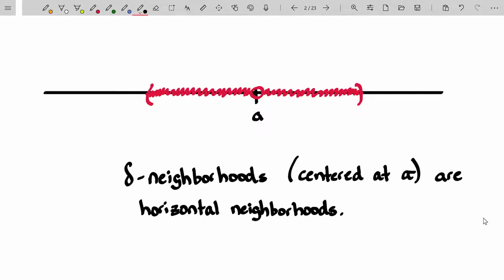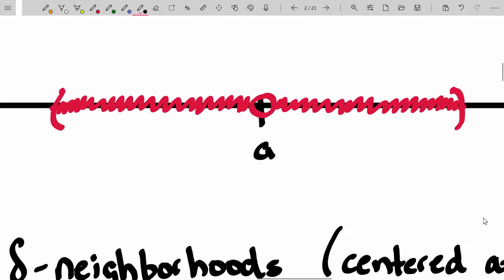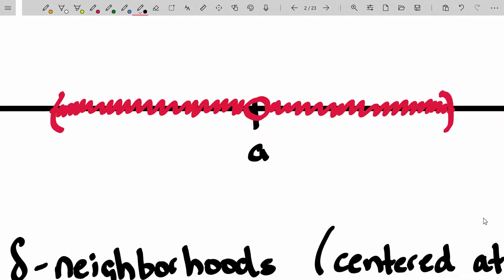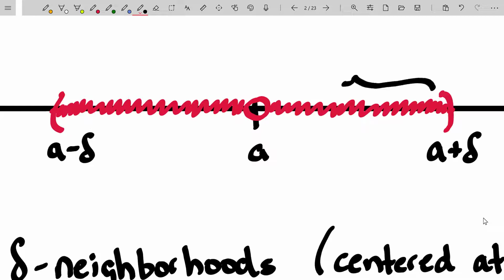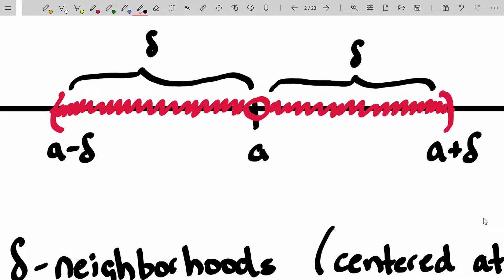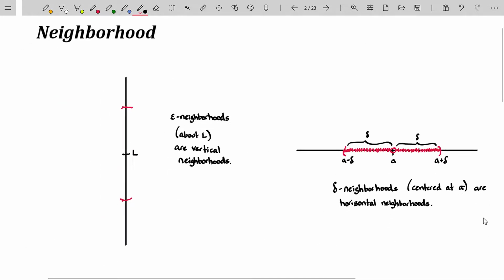And so we would say that we have a delta neighborhood centered at A, and these are traditionally horizontal neighborhoods of radius delta. So in this case, if this neighborhood has radius delta, it includes all those highlighted or scratched out red points except for the edges, and it does not include the center, but otherwise it includes everything else. It goes from A minus delta all the way to A plus delta. So you have this symmetric wiggle on either side of A, and that wiggle is of size delta in both directions.